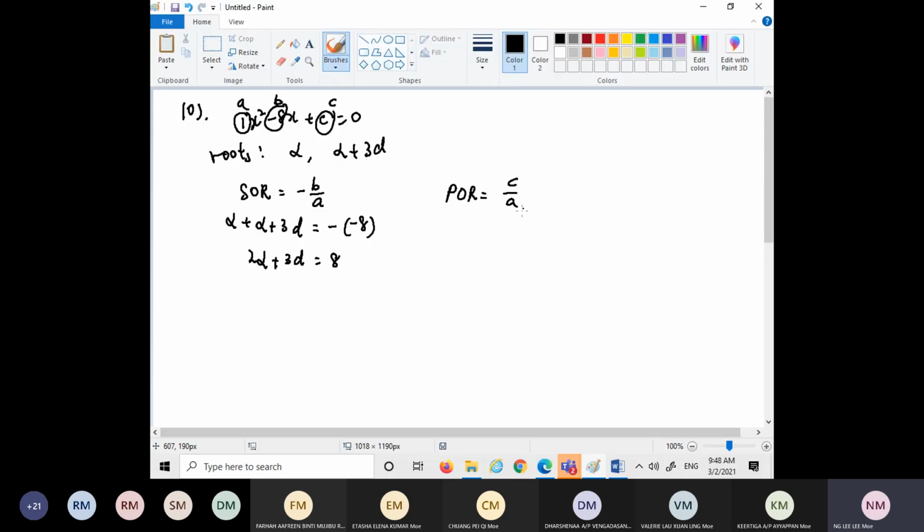C over A. POR stands for product, means multiply the two roots. C is C, A is 1. So this one times, I don't know whether I should times it in or not. Alpha squared and then 3 alpha D equal to C. Oh, looks so complicated.